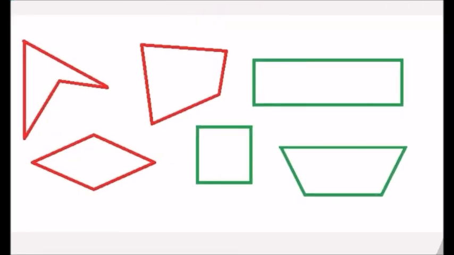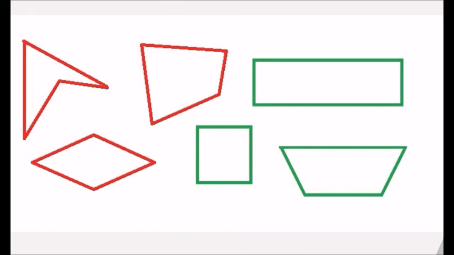Look at those figures. Those are polygons. They are made up of 4 line segments or 4 sides. We call them quadrilaterals. They are special polygons. Do you see any special quadrilaterals? Yes, the green quadrilaterals are special. Here is the rectangle. This is a square. And this one is a trapezoid.